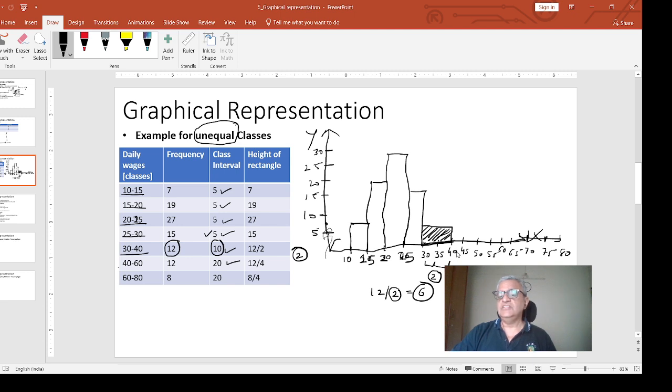Since horizontally it is increased by 2, I have reduced my frequency from 12 to 6. Okay, then next is 40 to 60. So 40 to 60 is 1 interval, 2 interval, 3 interval, 4 interval. So I have 4 intervals. So what is my frequency? My frequency is 12. So I will take 12 divided by 4, correct? So basically it is 3. So this is what my frequency would look like.